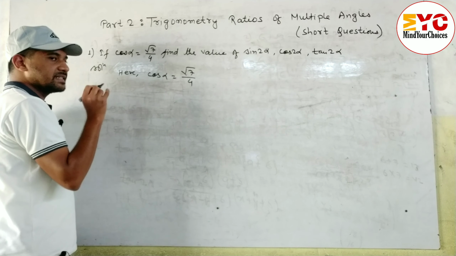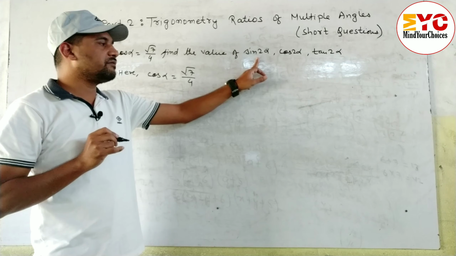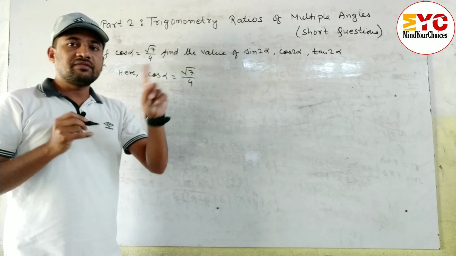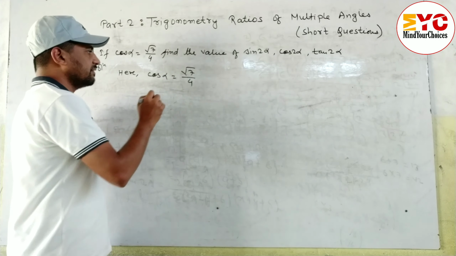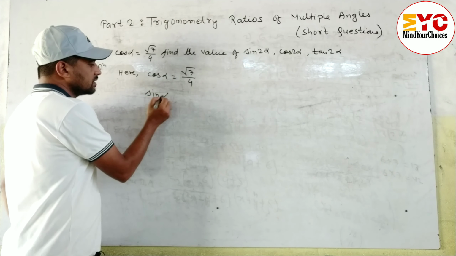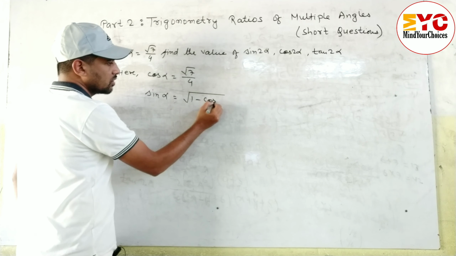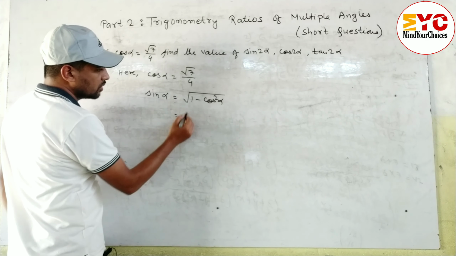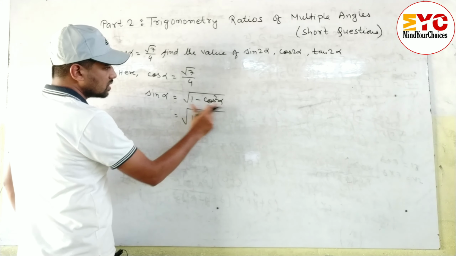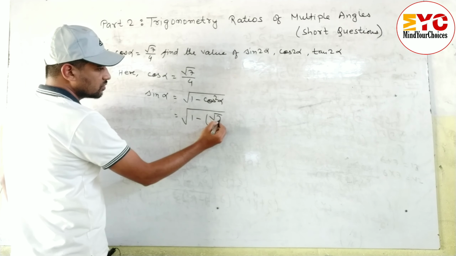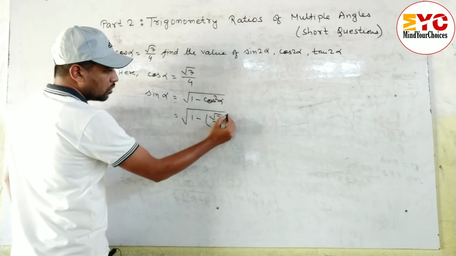After this we need sin also, because the sin 2 alpha formula is 2 sin alpha cos alpha. We have cos alpha but we don't have sin alpha. So first of all we have to find out sin alpha. To find sin alpha, the formula is root under 1 minus cos square alpha. The value of cos alpha is root 7 by 4, so we can write root 7 by 4 whole square.